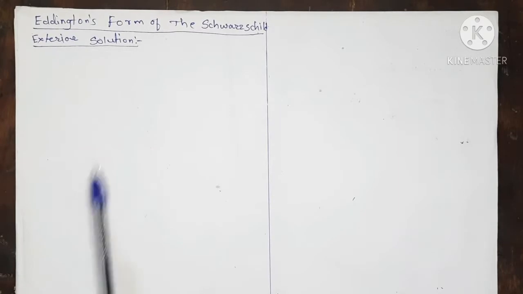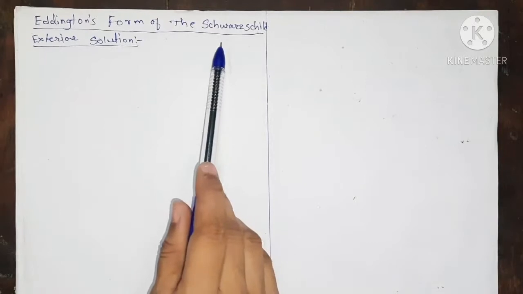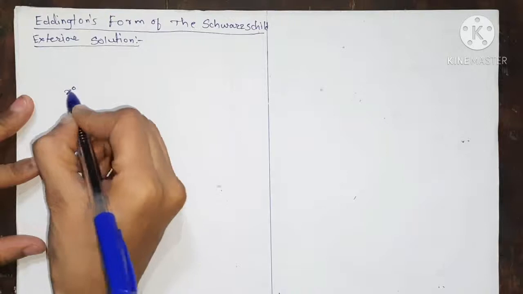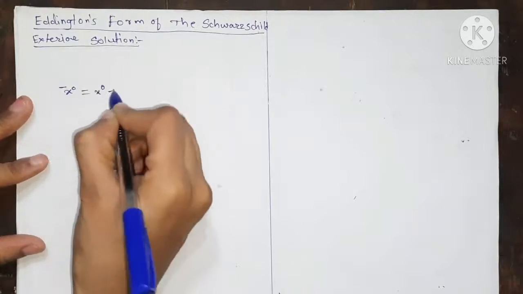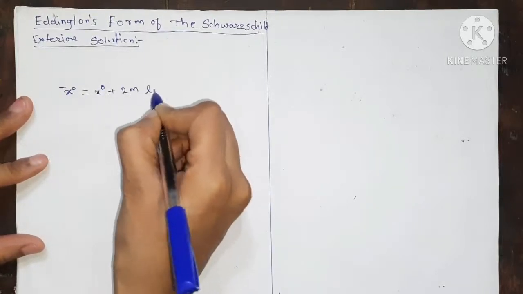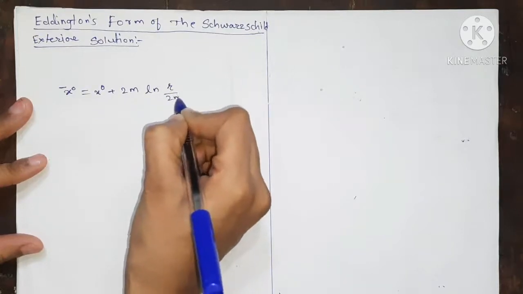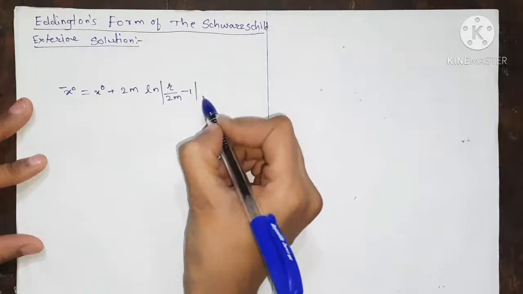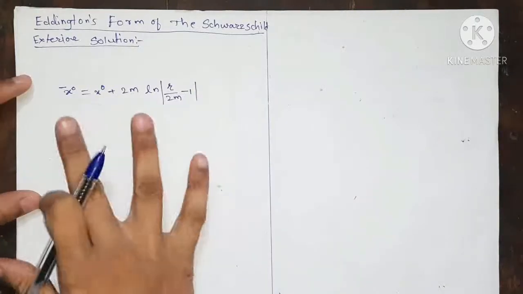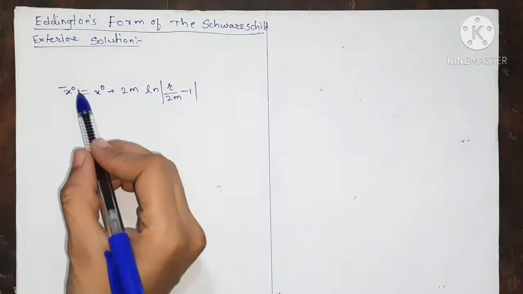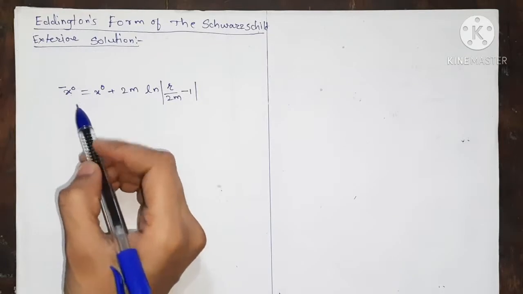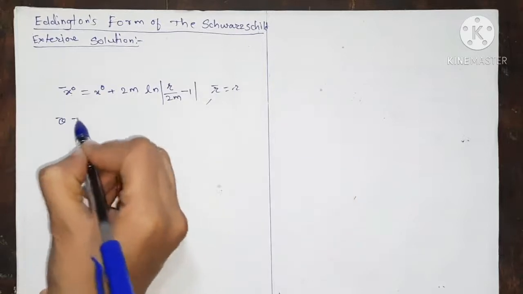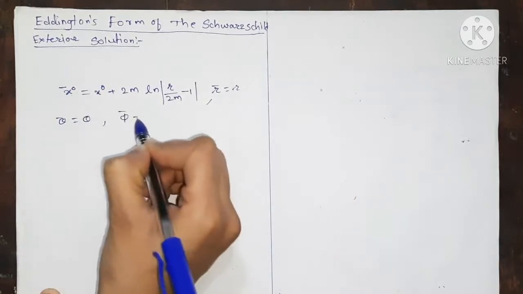So here for the Eddington form, we define a new time coordinate which is given by x0 bar equals x0 plus twice m log of the modulus of r upon twice m minus 1. We define this new coordinate, where x0 is nothing but our time coordinate. The r coordinate is the same, theta coordinate is also the same, and phi coordinate is also the same.